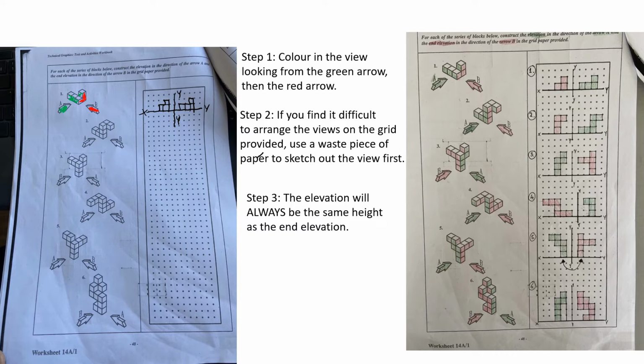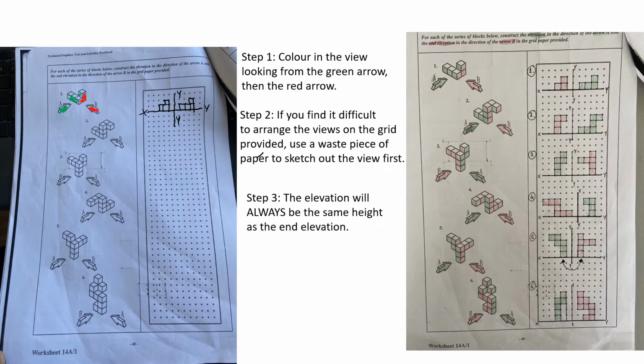So for 2, 3, 4, I made 1 mistake in 5. The green view should actually be on the right hand side, and the red view should be on the left hand side. Other than that, that question is complete. Coming back to our steps, if you find it difficult to arrange the views on the grids provided, use a waste piece of paper to sketch it out first. That might make it easier to put in the X, Y lines in the correct locations, and so that you wouldn't run out of grid space.